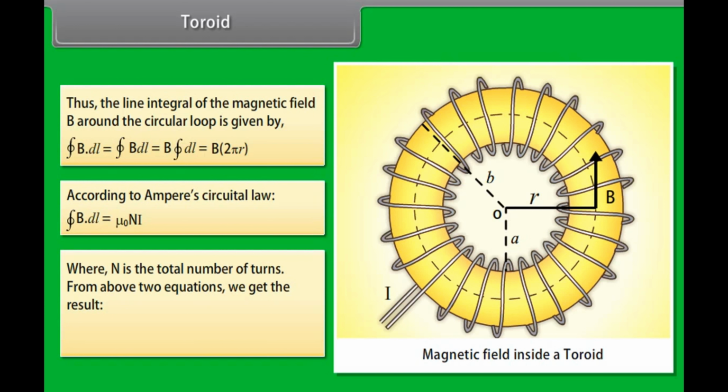From the above two equations, we get the result B is equal to mu naught N I divided by 2 pi r.